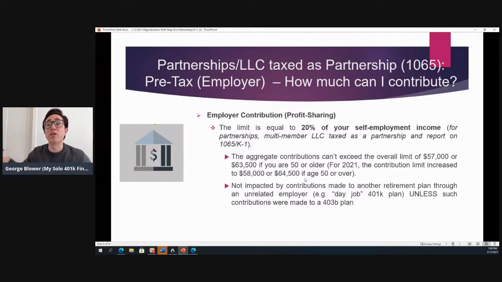For the purposes of the employer contributions, the limit is at the employer level. So even though you might have made contributions to another 401k plan, like the day job plan, made by you or made by the employer, like a match, you don't have to consider those. You just take your self-employment income and figure out what the 20% of that is and make sure you don't exceed the overall limit to the solo 401k.